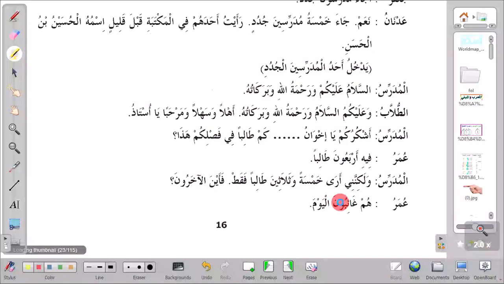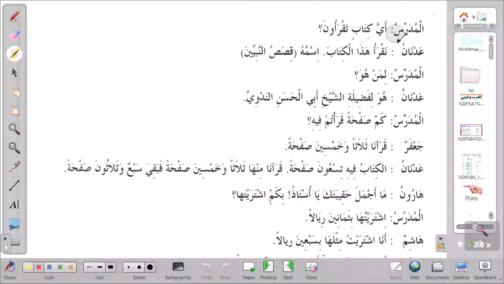Okay, and the mudarrisu, the teacher now says, ayya kitabin takra'una, which book are you reading? So he's asking them which book they are using in the class. Adnan answers by saying, Nakra'u hazal kitaba ismuhu qisasun nabiyyin. We are reading this book. So he shows him a particular book and he's saying, Nakra'u hazal kitab, we are reading this book. Ismuhu qisasun nabiyyin. His name is qisasun nabiyyin, the stories of the prophets.